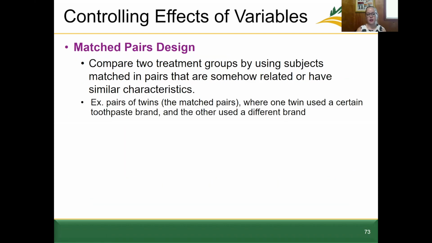Another way to control the effects of variables is this idea of matched pair design. So we can compare two treatment groups by using subjects matched in pairs that are somehow related or have similar characteristics. One nice example of this is, say we have a pair of twins. Genetically, the twins will be very similar. So if we take one twin and they're using a certain brand of toothpaste, and we have the other twin that's using a different brand, and we compare the results this way, we have a matched pair, and that helps us make conclusions about the two different toothpastes because we are assuming that the two twins will be pretty similar.